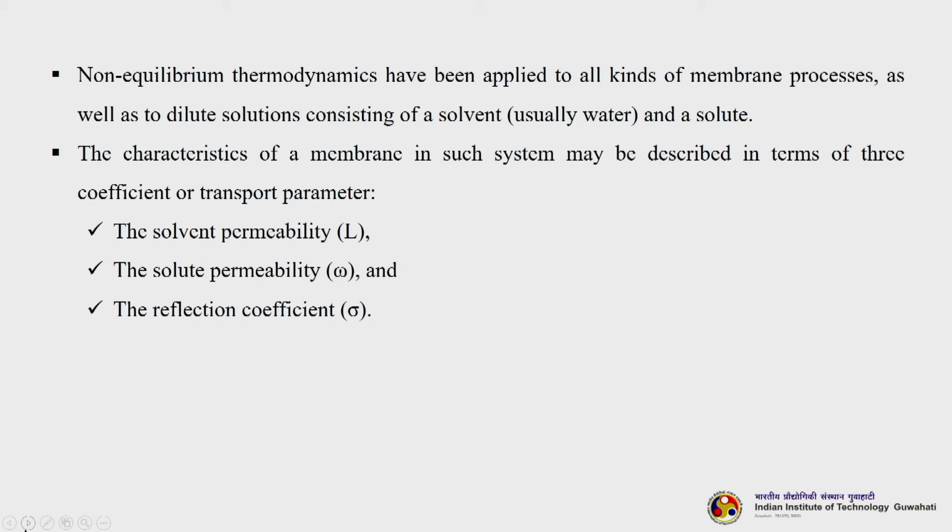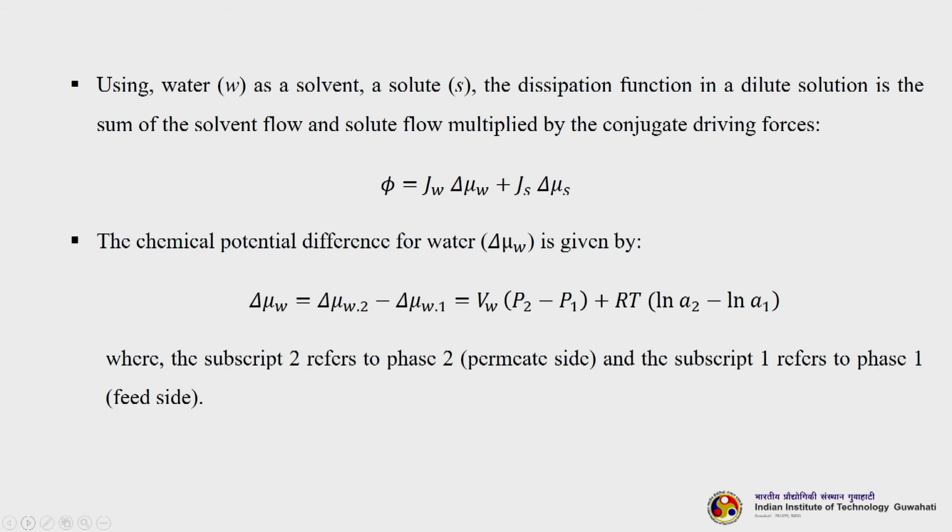So, non-equilibrium thermodynamics has been applied to all kinds of membrane processes as well as to dilute solutions consisting of a solvent, which is usually water, and a solute. The characteristics of a membrane in such a system may be described in terms of 3 coefficients or transport parameters. So, what are those? The first one is the solvent permeability, which is given by L. The second is solute permeability, which is given by this omega, and the third is the reflection coefficient, which is given by this sigma.